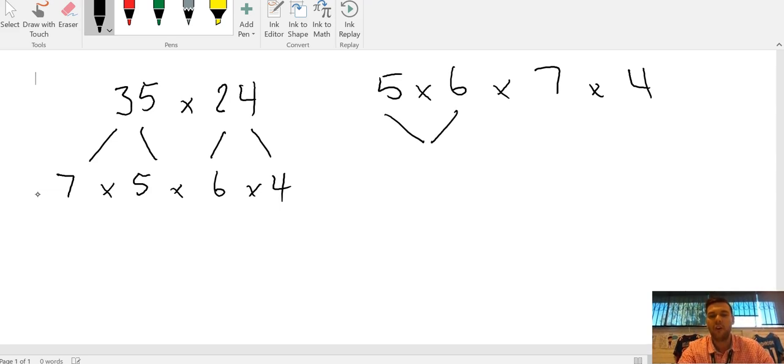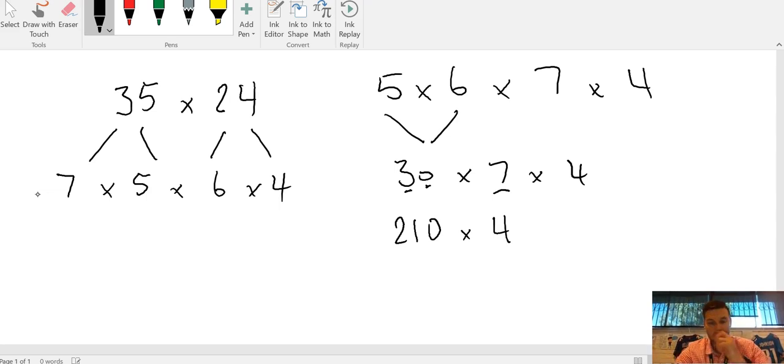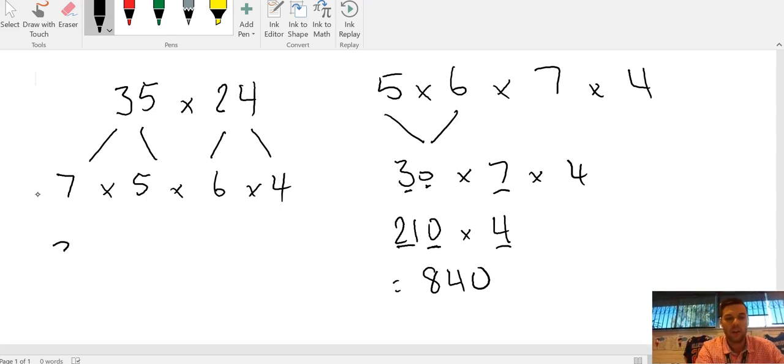So if we go 5 times 6, we know that's 30. 30 times 7, or 3 times 7, equals 21. But because we're working with the tens, it's 210 multiplied by 4. Once again, still not the easiest sum to do in our head, but 21 times 4, a little bit easier. You should be able to get to 84, and because we're working with the hundreds this time, it's 840. So we now know 35 multiplied by 24 equals 840.